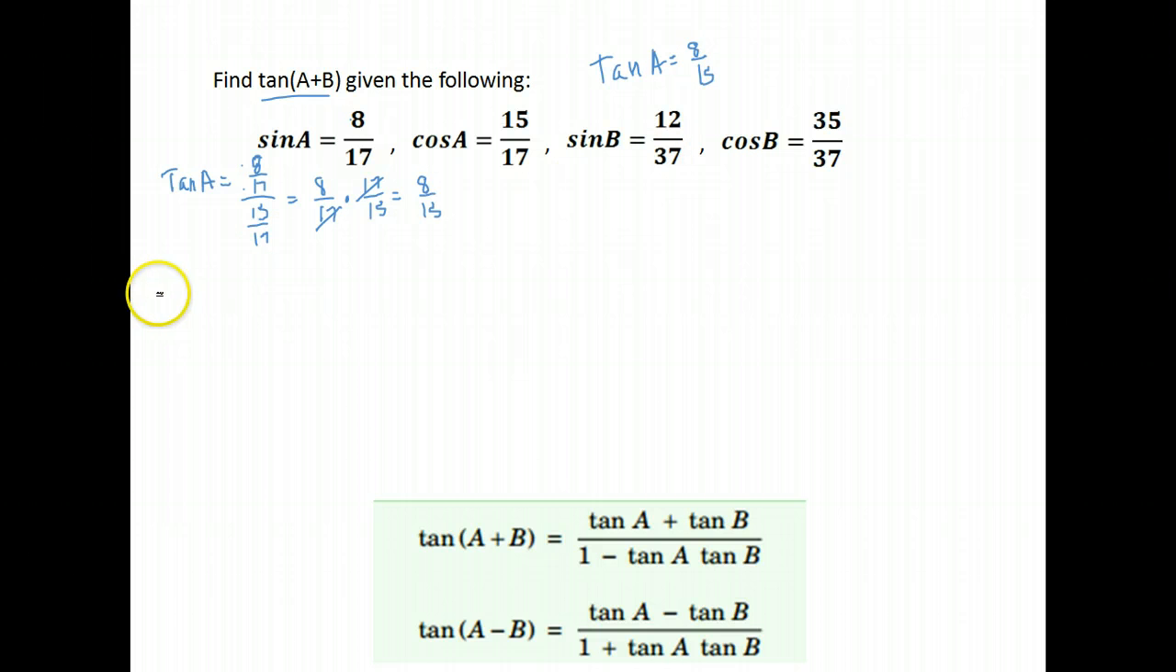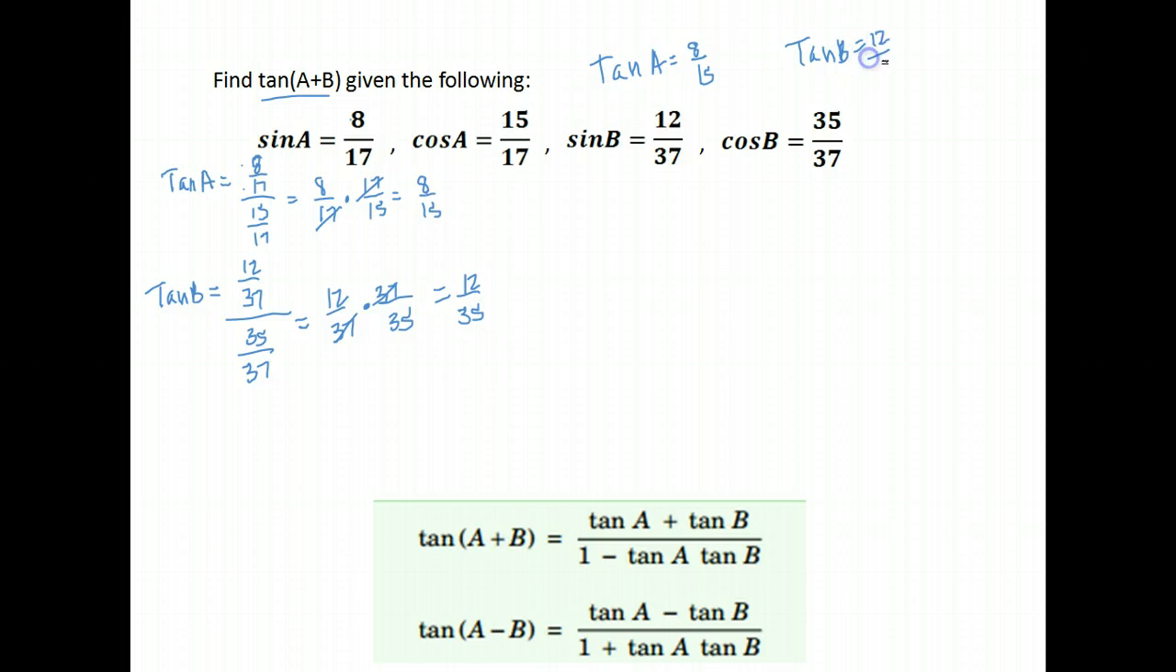We also need to find tangent B. So let's do that. We take the sine of B, which is 12/37, divided by the cosine, because tangent is sine over cosine, which was 35/37, and simplify. So 12/37 times 37/35, and we're left with 12/35. So tangent B is 12/35.